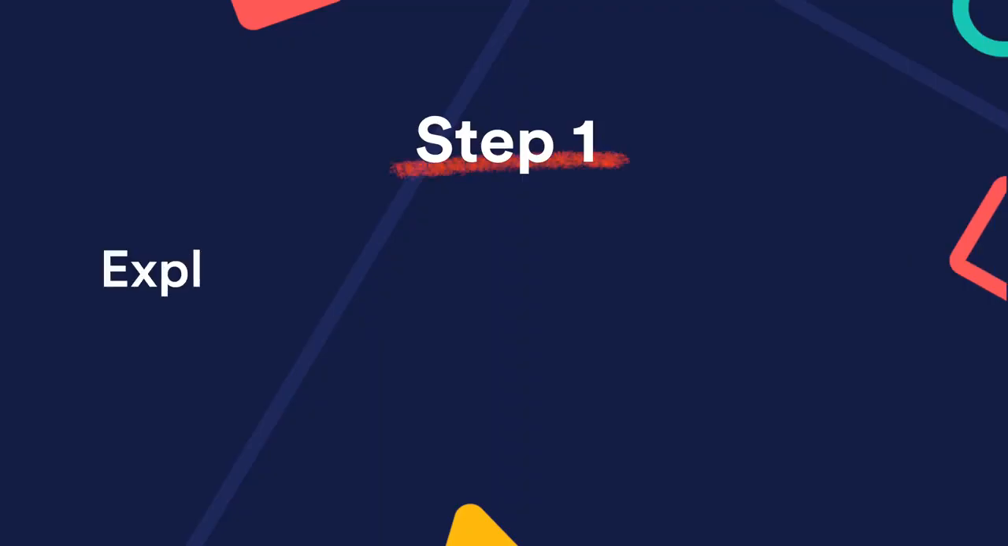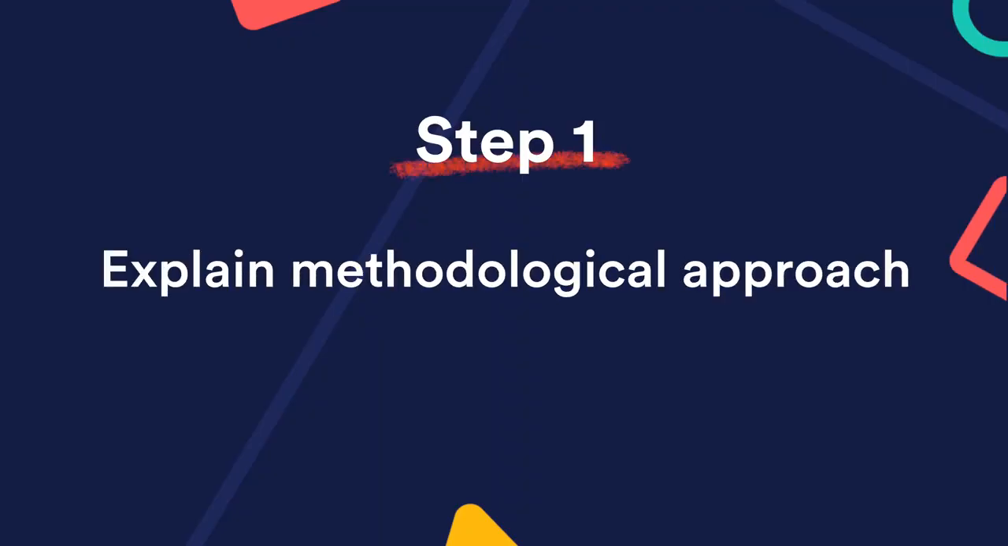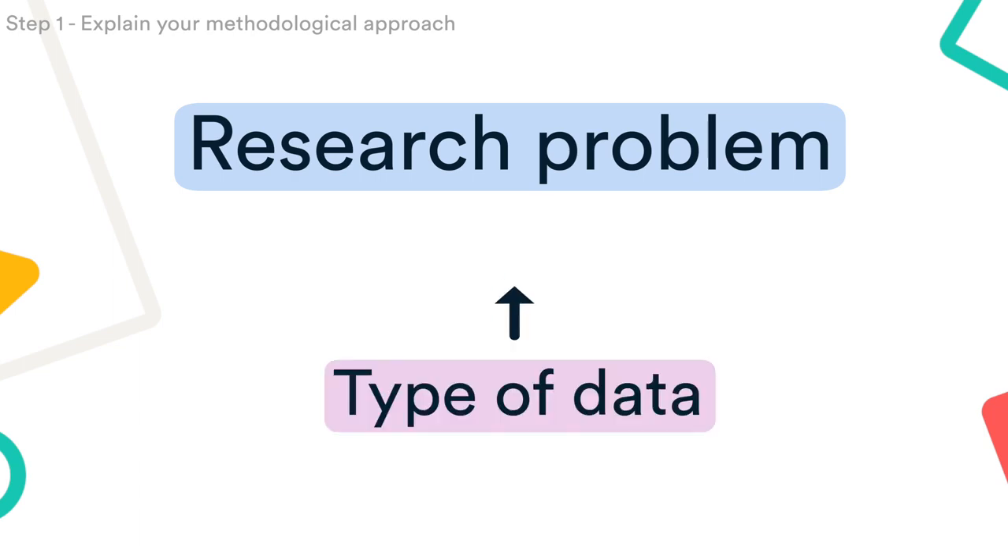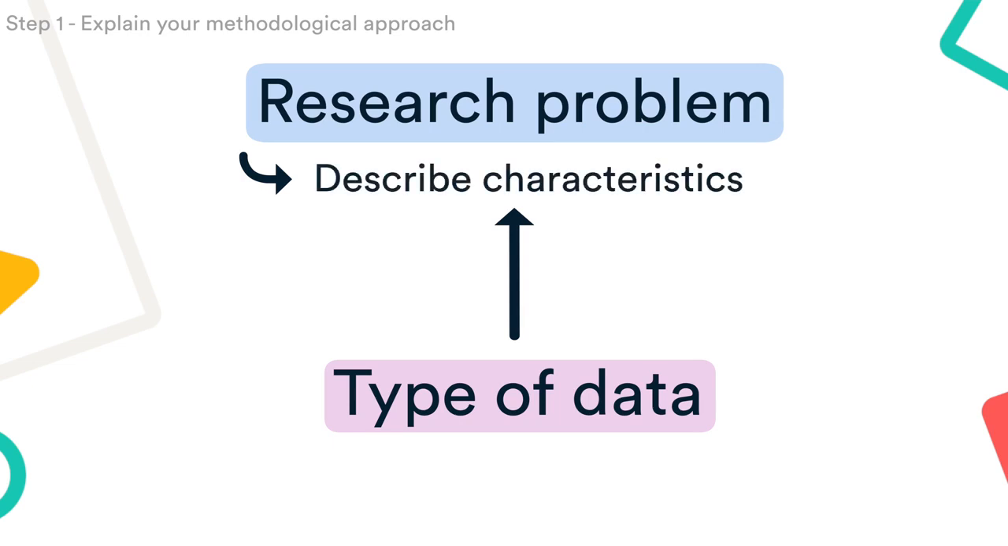Step 1. Explain your methodological approach. What was your research problem and what type of data did you need to answer it? Did you aim to describe the characteristics of something, to gain more in-depth understanding of a topic, or to establish a cause and effect relationship?